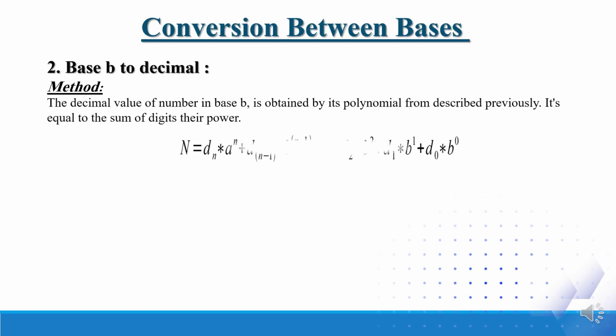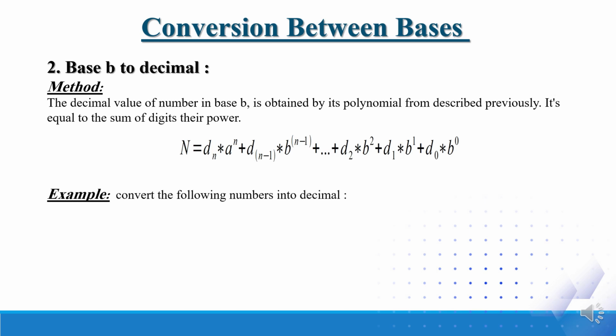Then, to convert any base to decimal, we use polynomial form. Multiply each digit by the base power of its position, and then add them all together, like this example.